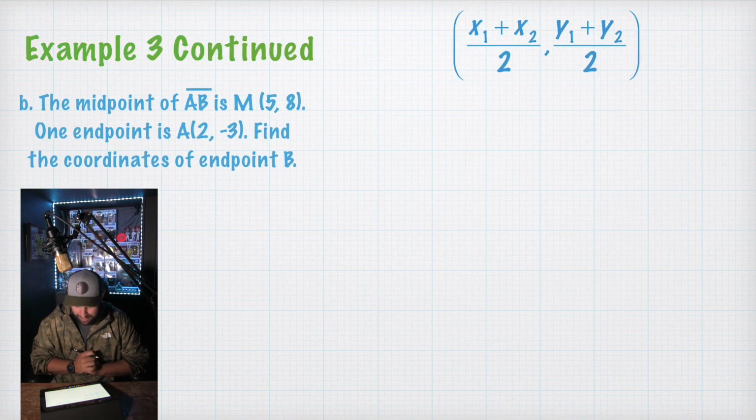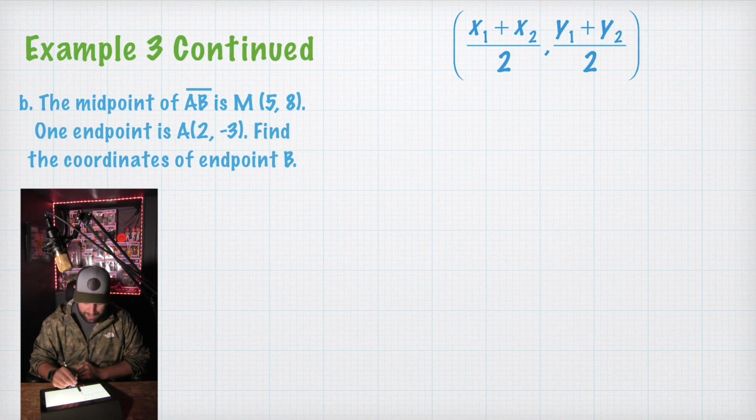Example 3, continued, or part B, whatever you want to call it. The midpoint of AB is M, which is (5, 8). One endpoint is A, which is (2, -3). They want us to find the coordinates of the endpoint B.